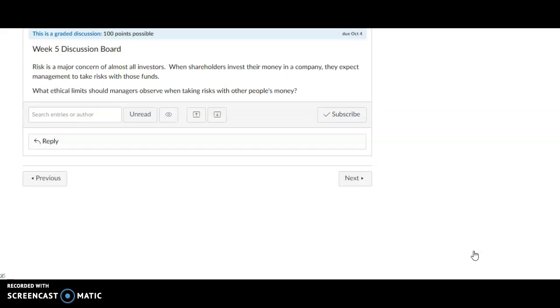If we look at the discussion board, it's asking you to discuss the ethical limits that managers should be observing when they're taking risks that involve other people's money. So you can do some reading in the chapter. You can find something online, but just make sure you're posting a quality post as well as following the rules and making sure that you're responding as necessary.